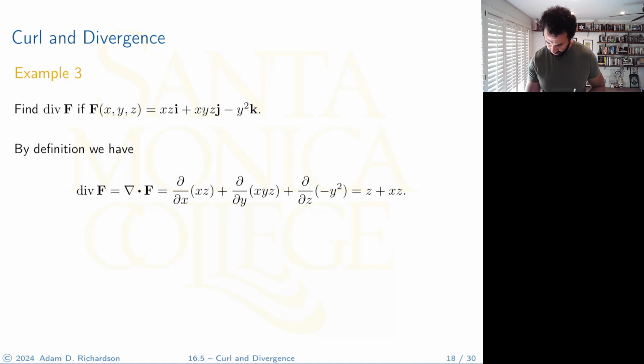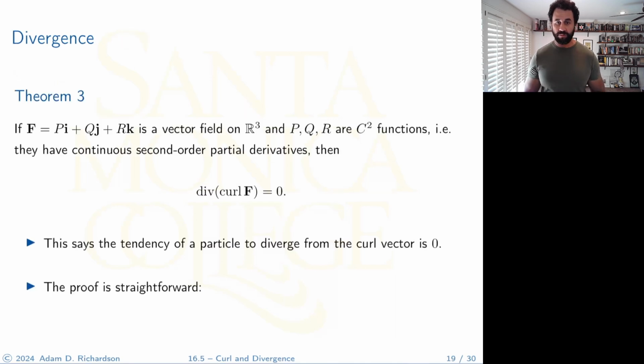All right, so back to divergence on its own, let's take a look at this theorem. If your vector field F is a vector field on R3, and P, Q, and R are C2 functions, that means continuous second order partial derivatives, then the divergence of the curl of F is 0. What this is really saying is that the tendency of a particle to move away from the curl vector is 0, as long as these are C2 functions.